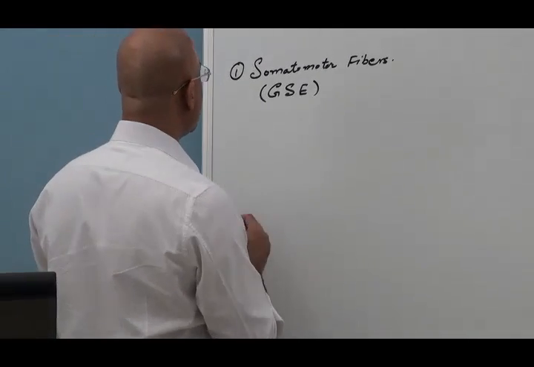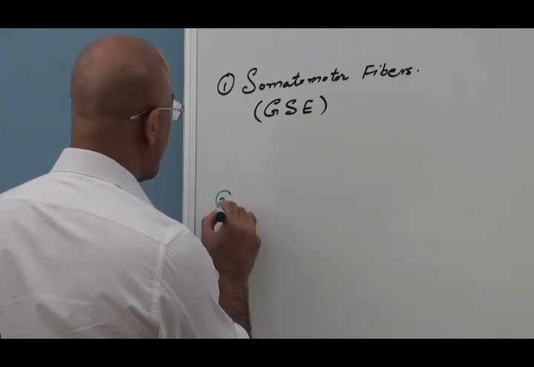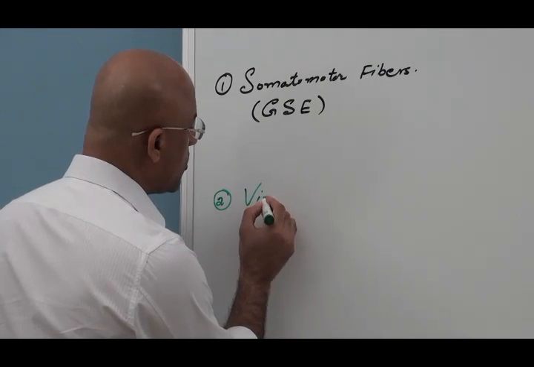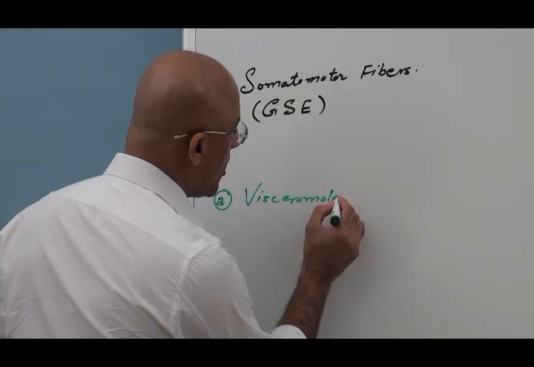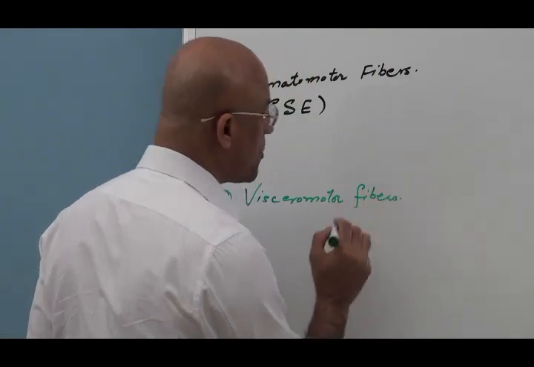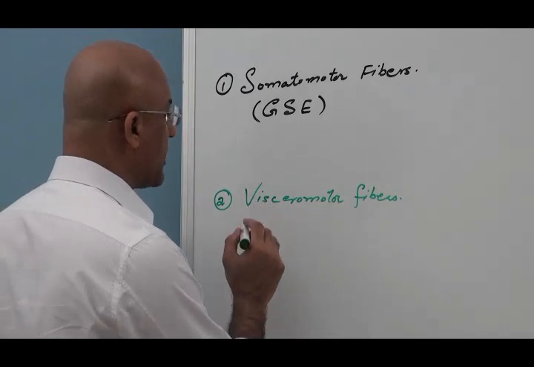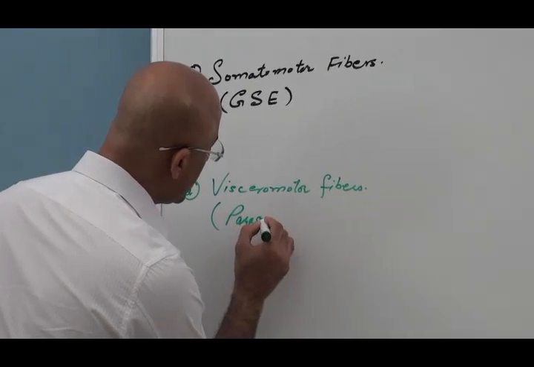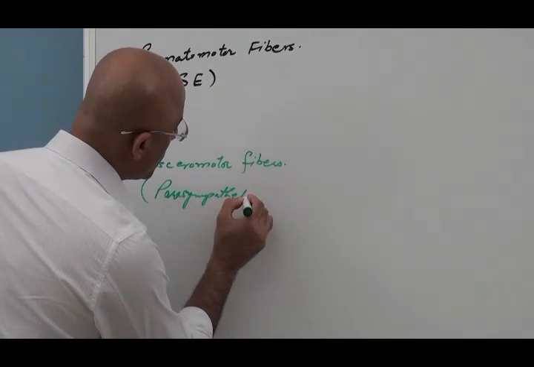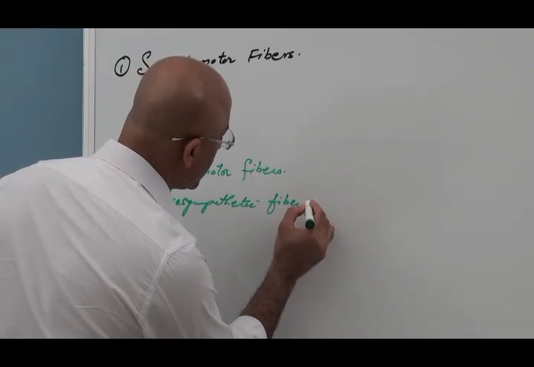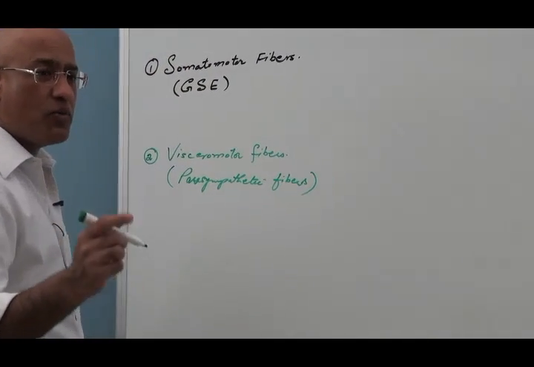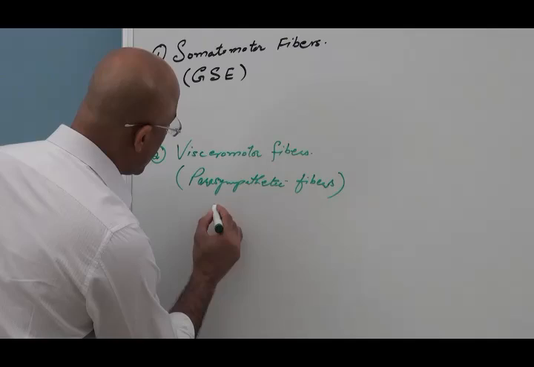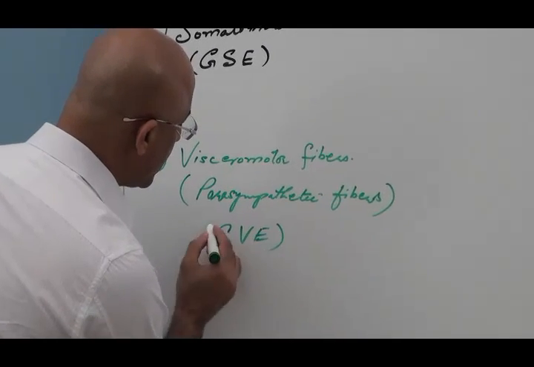And secondly, the second group of fibers in the third oculomotor nerve are parasympathetic fibers. We also call them visceromotor fibers, and because these are parasympathetic fibers, you remember they are coming from which nucleus? Yes, very good, the Edinger-Westphal nucleus. And we can also call them general visceral efferents, right?